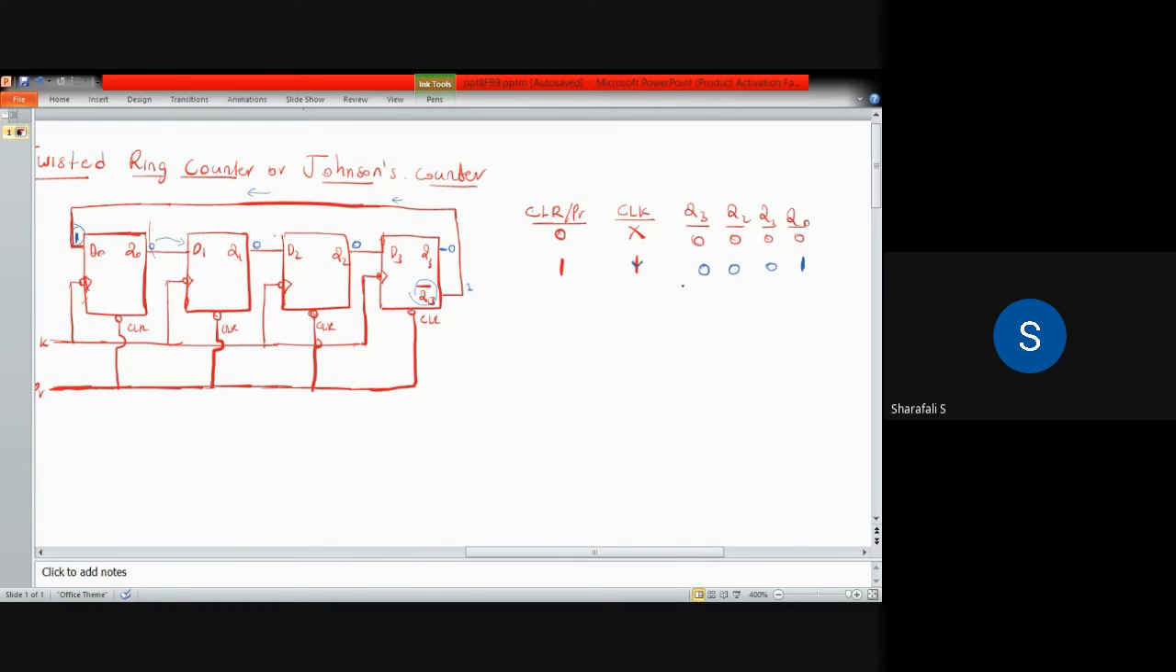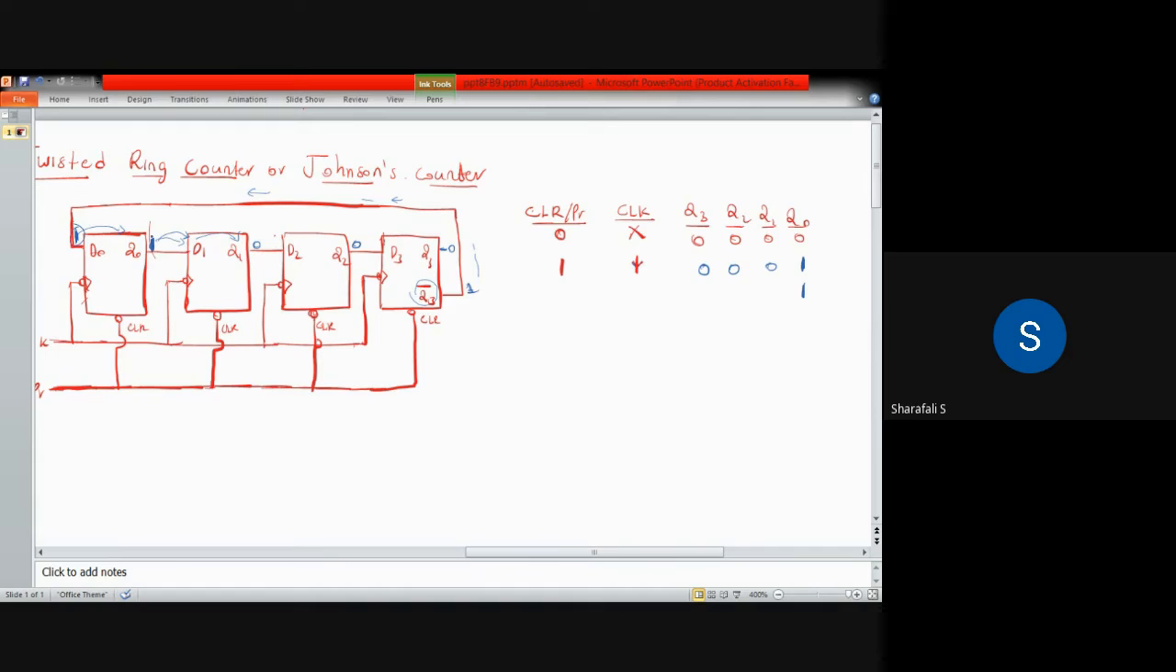So when Q3 is 0, again you can see this Q3 is 0 here, so your Q3 bar will be again 1. So next time Q0 will be again 1 because still your Q3 is 0. Q3 bar is 1, so this one is again going to this D0, and that will be shifted to Q0. So Q0 will be 1 again. At the same moment, Q0 is 1, and that one will be shifted to D1, and that will be shifted to Q1.